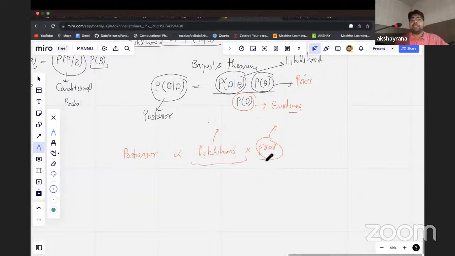Okay, the likelihood you have seen earlier. The prior is again going to be a PDF, also a probability distribution function. It can be anything. You can consider it to be coming from a uniform distribution, it can be a Gaussian distribution, or you might have some other choice. It's up to you.